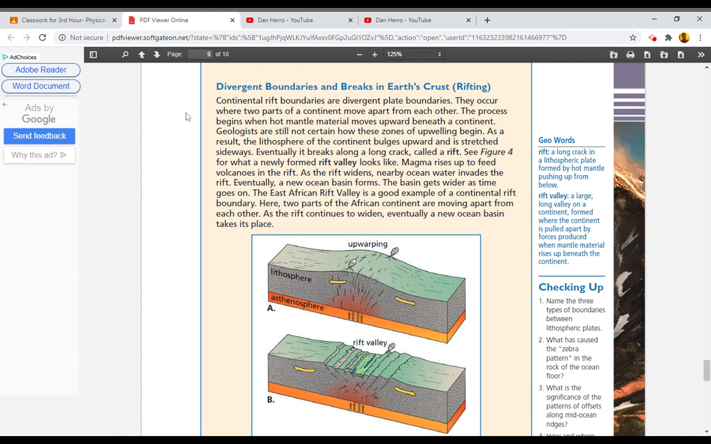Divergent boundaries and breaks in Earth's crust, or rifting. Continental rift boundaries are divergent plate boundaries. They occur where two parts of a continent move apart from each other. The process begins when hot mantle material flow moves upward beneath a continent. Geologists are still not certain how these zones of upwelling begin. As a result, the lithosphere of a continent bulges upward and it is stretched sideways. Eventually, it breaks along a long crack called a rift. See Figure 4.